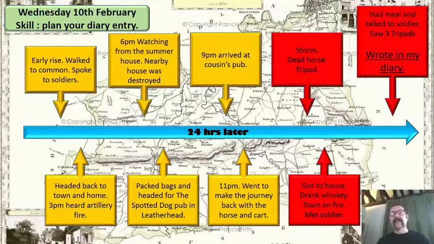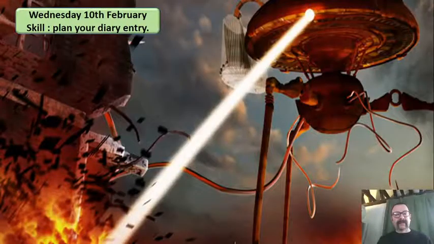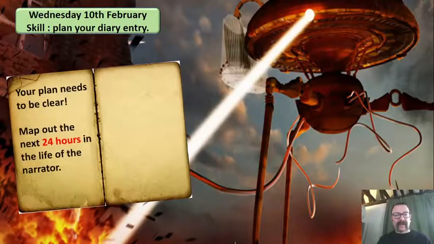And finally, I had a meal and talked to the soldier. I saw 3 tripods, and this is where I was exhausted. It's the early hours of the morning, okay, so still night time, and this is when I wrote in my diary. So I've got about 8, maybe 9 events to sequence and write about in detail. Okay, good. So you can magpie from that. You could do something completely different. It's up to you, but your plan needs to make sense to you. Right. So it needs to be clear.